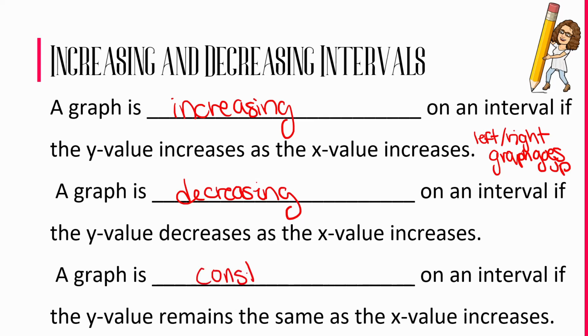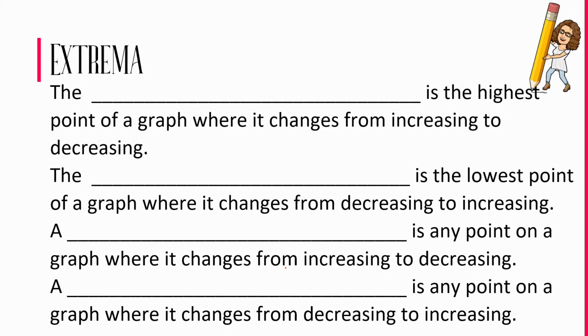There is another kind of interval. It doesn't show up very often, but it does at times, called a constant interval. A constant interval is if the y value remains the same as the x value increases. So that would be a flat portion of our graph. They don't show up often, but when they do, we want to be able to identify them as well.